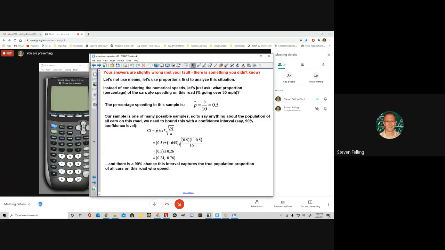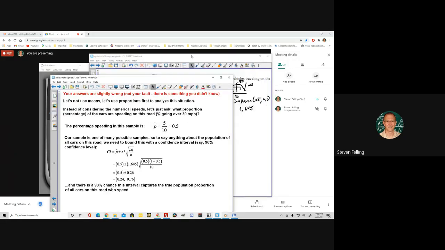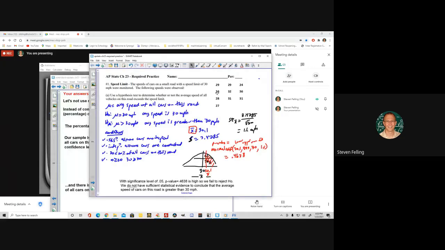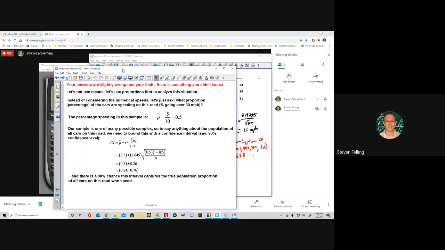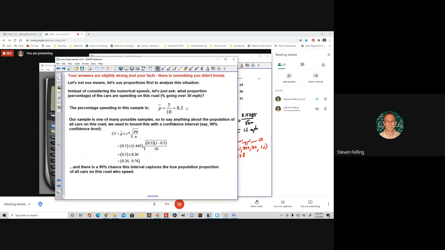So if you go back to the sample, we can do that, right? Because when we look at the sample, it looks like 1, 2, 3, 4, 5 of the cars are going over 30 miles an hour. And there's 1, 2, 3, 4, 5, 6, 7, 8, 9, 10. So exactly half the cars are speeding. So that would be a p hat value of 5 out of 10, or 0.5. But that's just one of many possible samples.